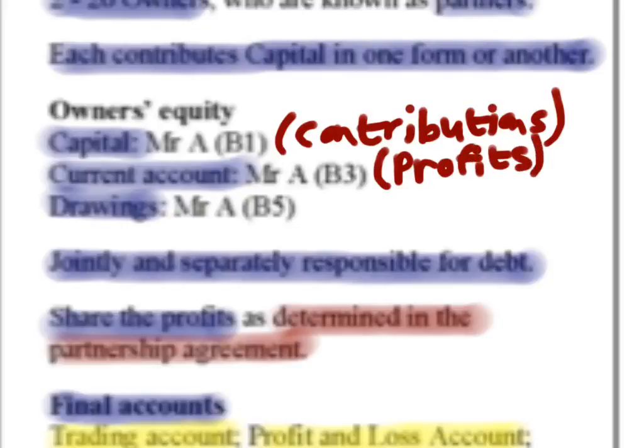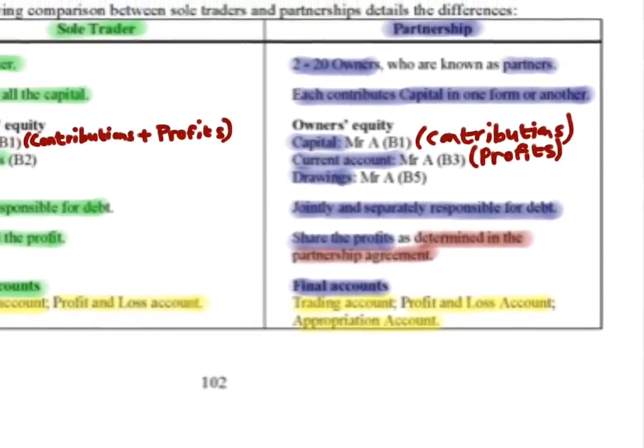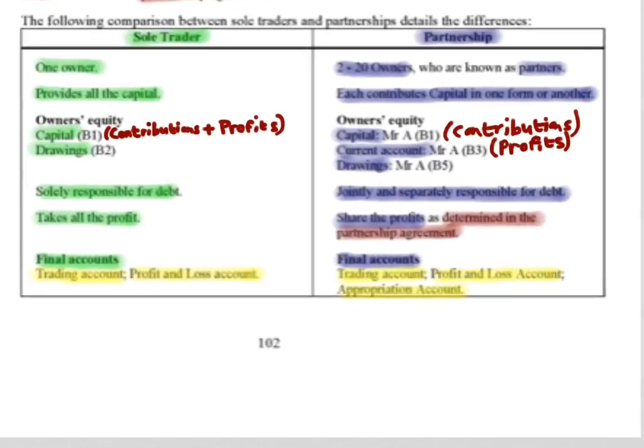Good. And then as you can see, we now have something extra. We say it's capital of Mr. A, current of Mr. A, drawings of Mr. A. So you've guessed right. We are going to have then a capital of Mr. B, current of Mr. B, drawings of Mr. B. And if there was a third partner, we would get capital of Mr. C, current of Mr. C, drawings of Mr. C. You get the point, right? So there's a specific capital for each of my partners, a specific current account for each of my partners, and a specific drawings account for each of my partners. So this is an important difference that you need to note.